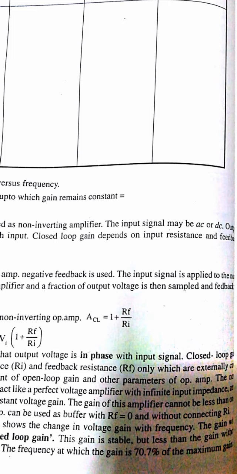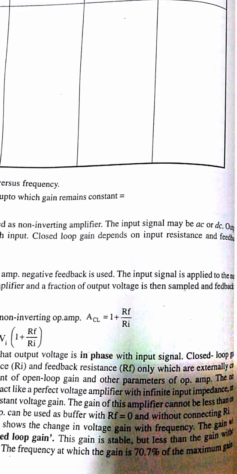Non-inverting operational amplifier can be used as a buffer with RF equal to 0, means feedback resistance should be 0, and without connecting RI, means without connecting input resistance.